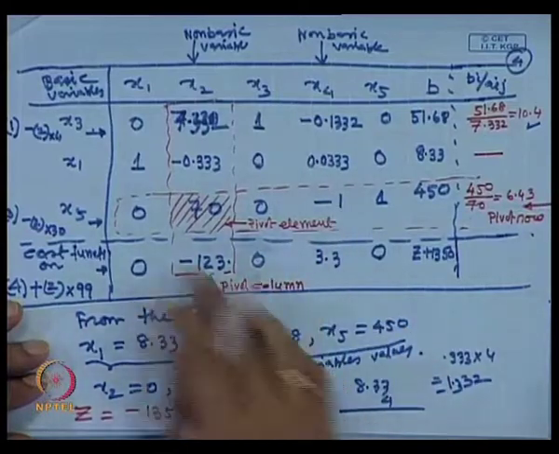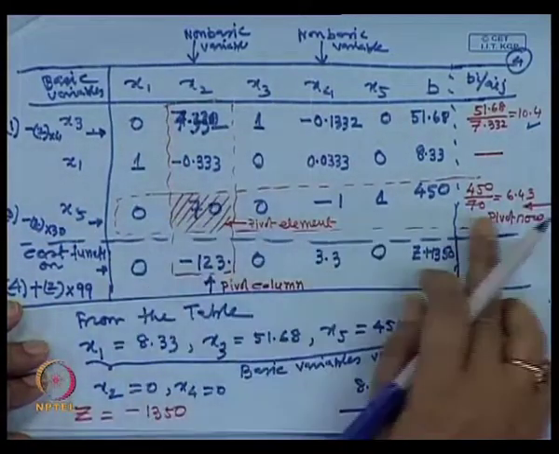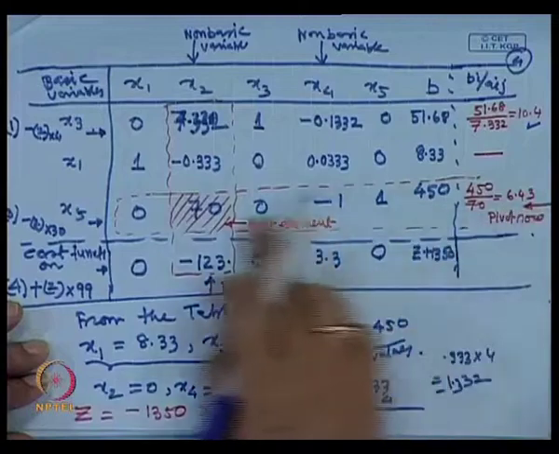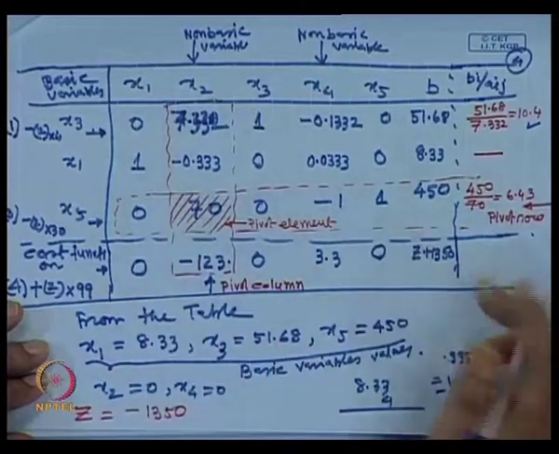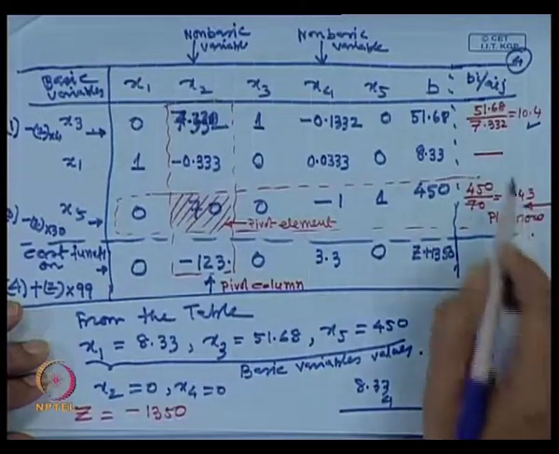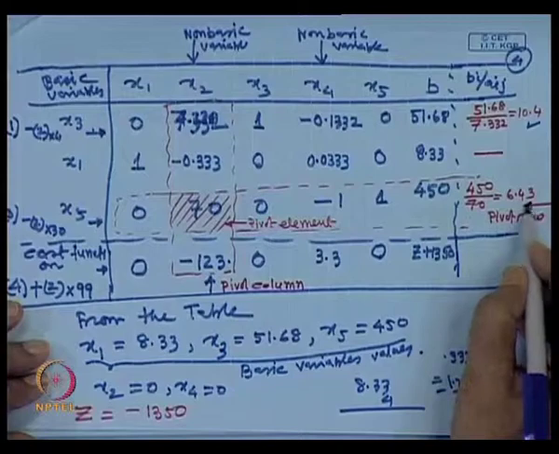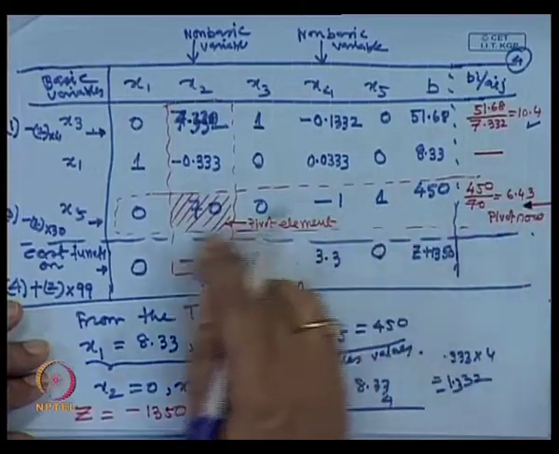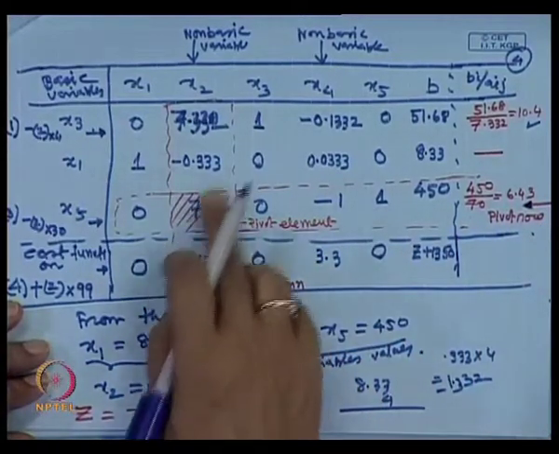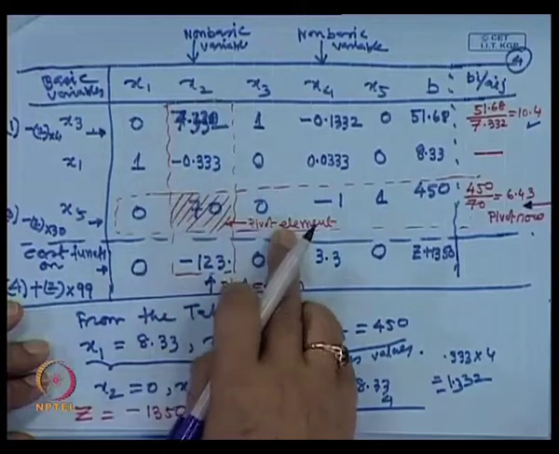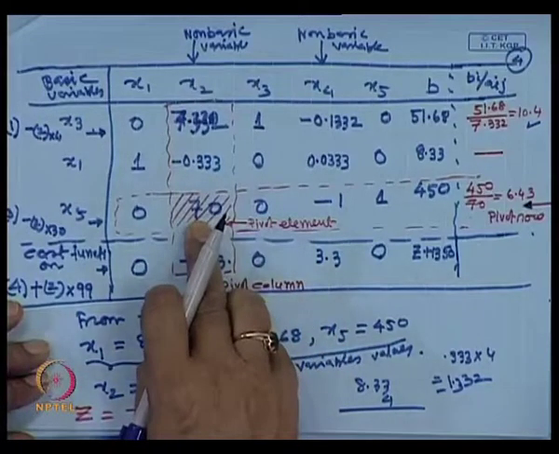So, this is the pivot row we got. Out of these two ratios, the minimum ratio is 6.33, and that will be treated as the pivot row. So, the pivot row and pivot column will decide the pivot element. So, 70 is the pivot element.